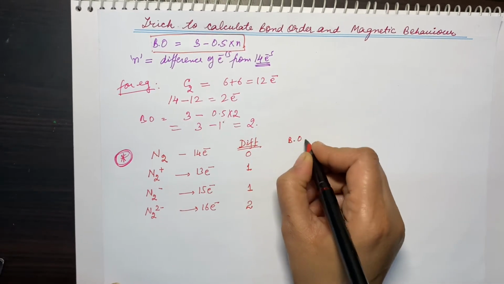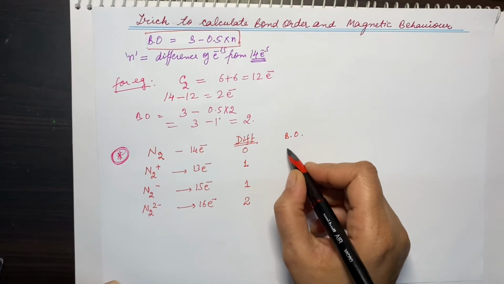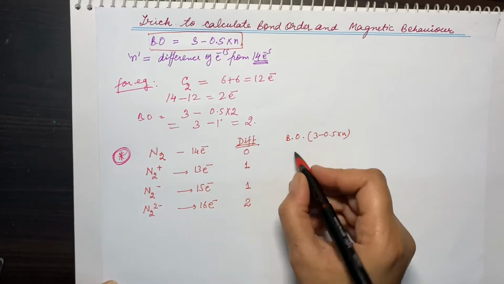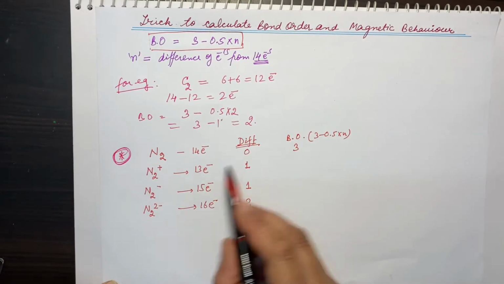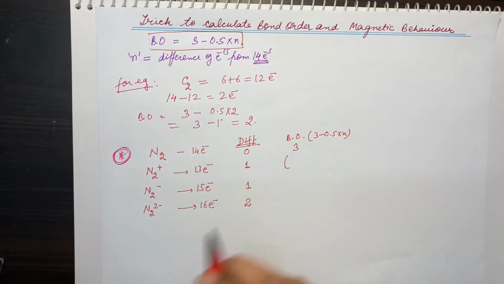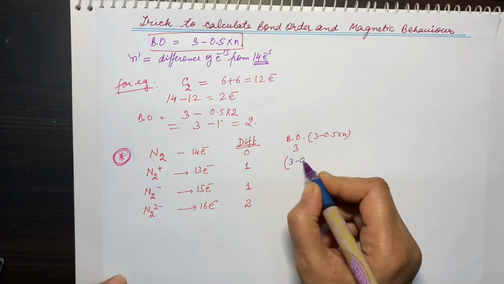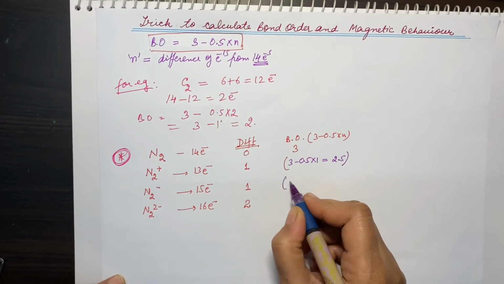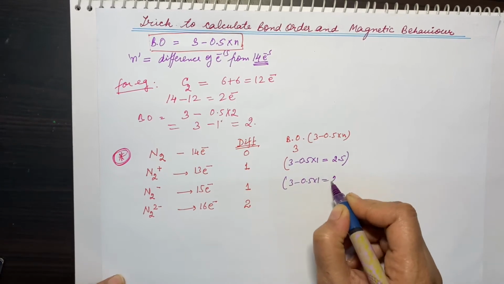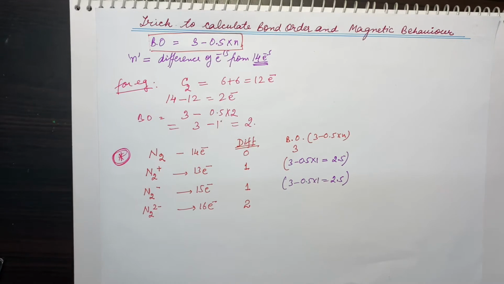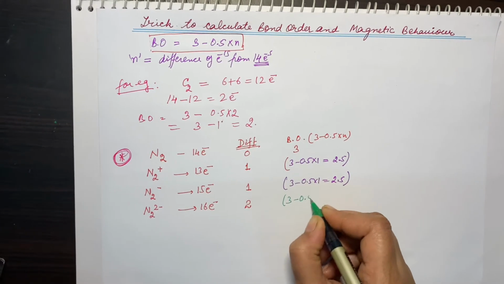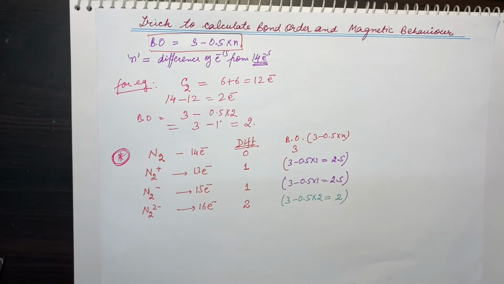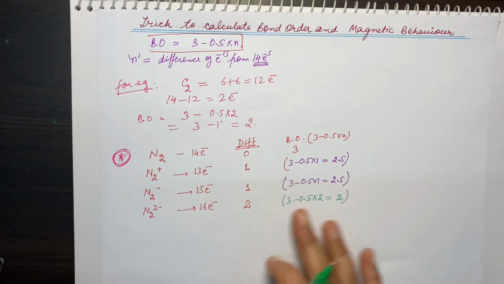So, we can simply calculate the bond order. Bond order is equal to 3 minus 0.5 into n. You calculate 3 minus 0 means the bond order comes out to be 3. Here 13 का क्या हो जाएगा बेटा यहाँ पे आपका 3 minus 0.5 into 1 means 2.5. Here also 3 minus 0.5 into 1, 2.5. And what will be the bond order in this case? 3 minus 0.5 into 2, the bond order comes out to be 2. So just within seconds, I have calculated the bond order.